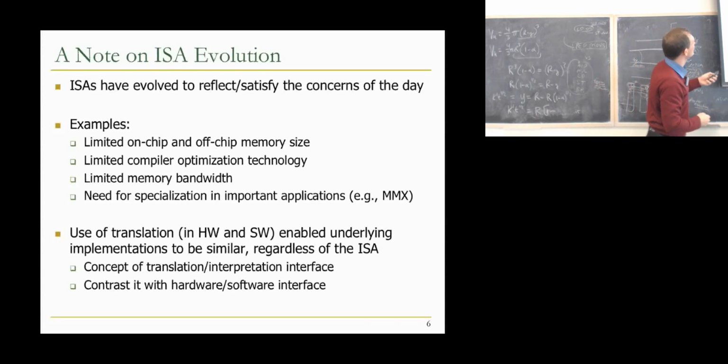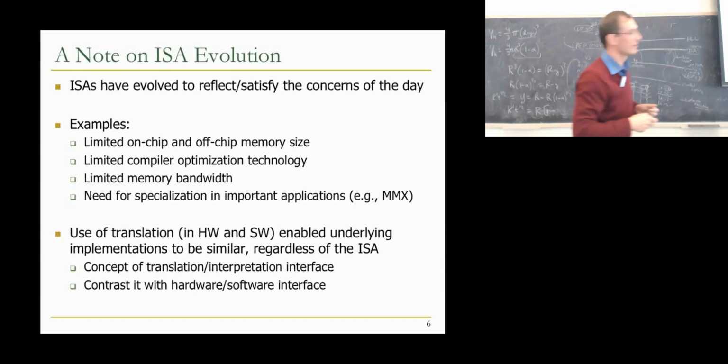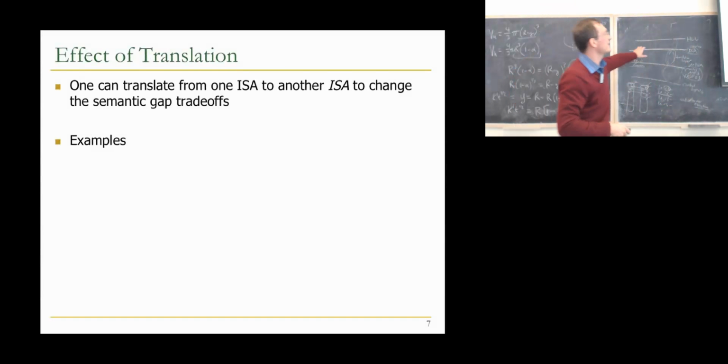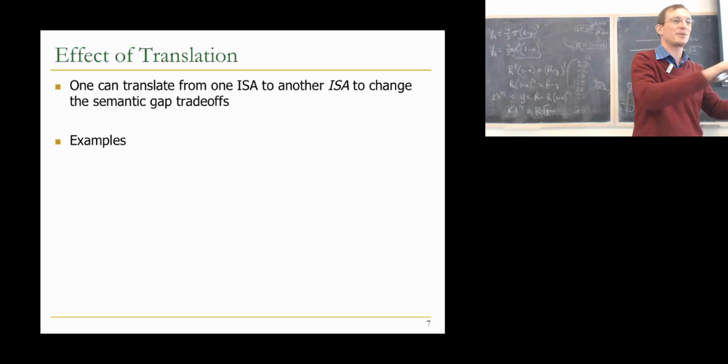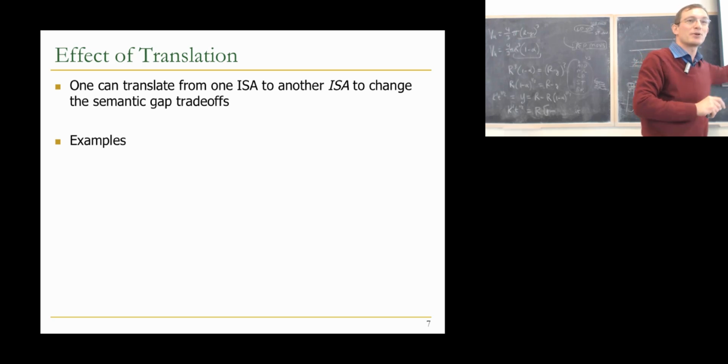Now let's take a look at that translation layer a little bit more. Basically, one can translate from one ISA to another ISA to change the semantic gap trade-offs. We talked about existing ISAs, but this could be any arbitrary ISA as well. People have tried to translate from x86 to PowerPC to x86. In fact, the virtual machines you're using are doing this. They're translating from one ISA to another ISA.